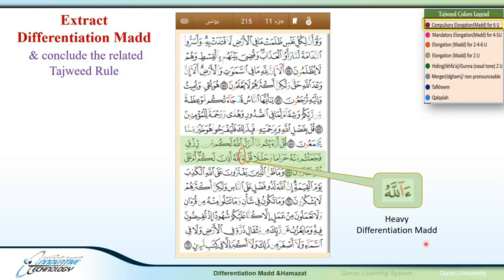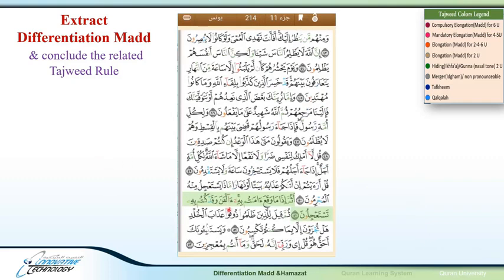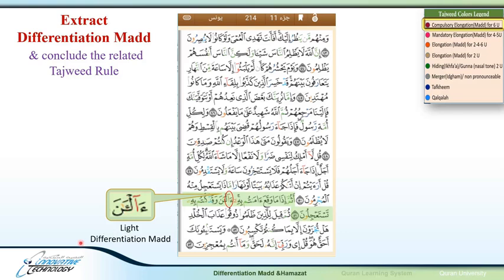Let's move to a different page with another example and search for a dark red mid letter. We'll find الآن. Again, a questioning hamza followed by an alif with a mad symbol, but al-ta'rif here is followed by a non-emphasized letter, a letter that has no shadda. It is a fatha in this case. That's why it is a light differentiation mad.